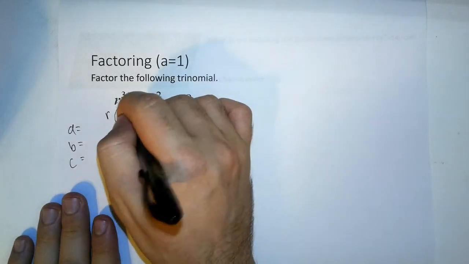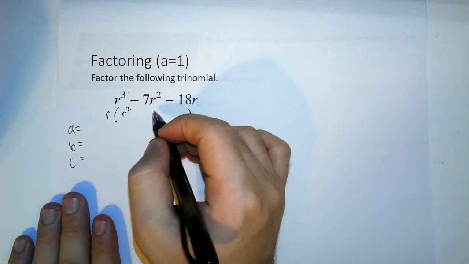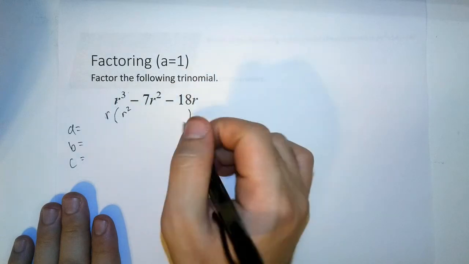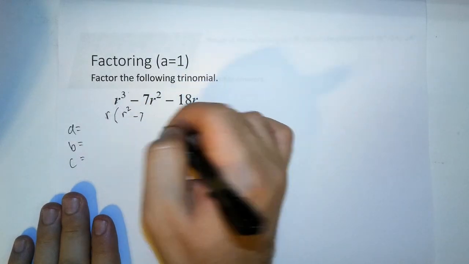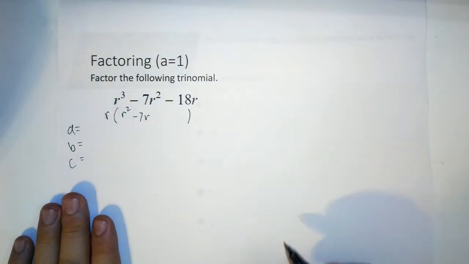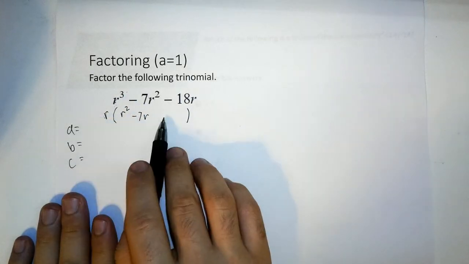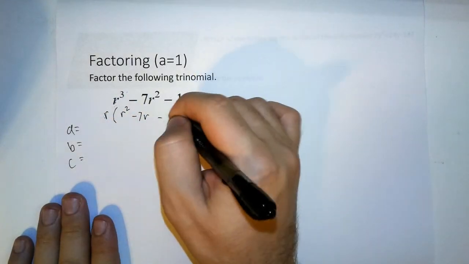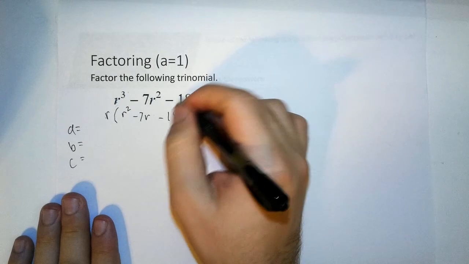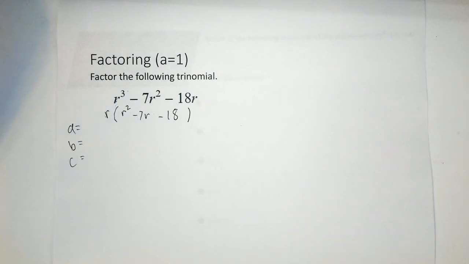Well, that would just be r squared. R times what would equal negative 7r squared? Well, r times negative 7r would equal negative 7r squared. And r times what would equal negative 18r? Well, negative 18 times r would equal negative 18r. Notice it's just reverse distribution. We are going backwards with our distribution for the sake of finding these factors. And if you're wondering why we're doing all this, you're going to see why. There's a very good reason for it, I promise.